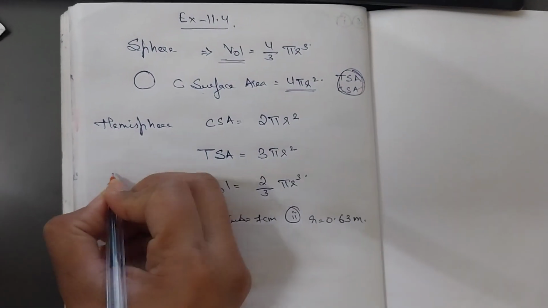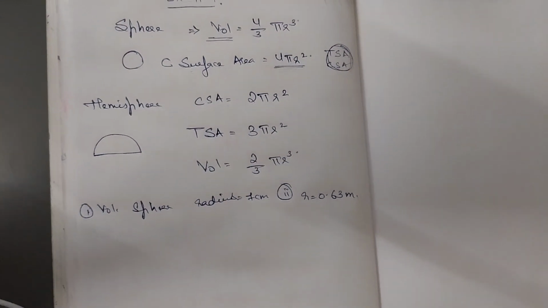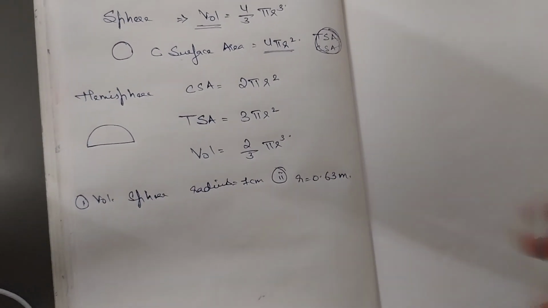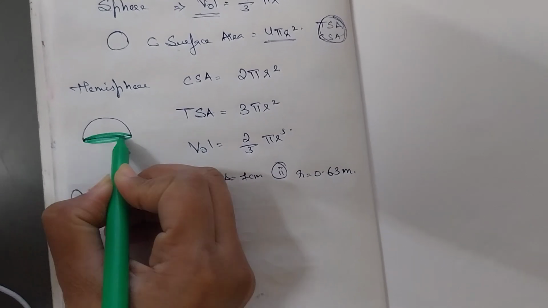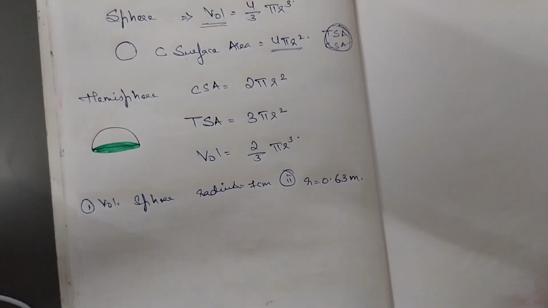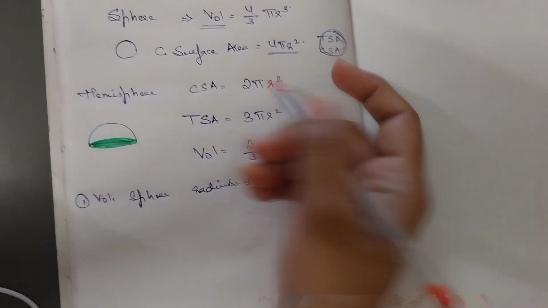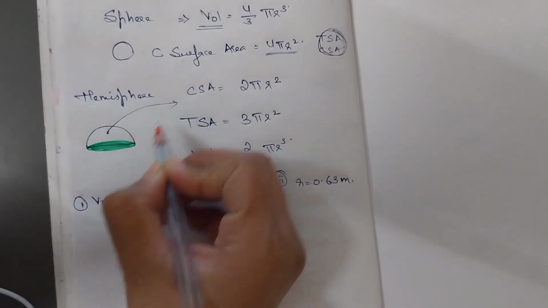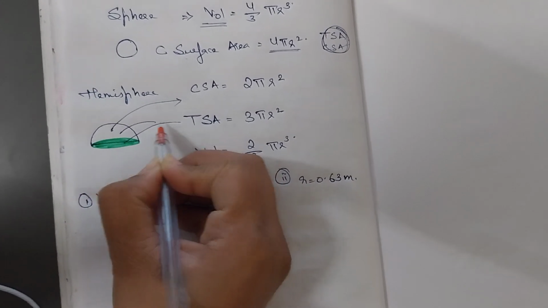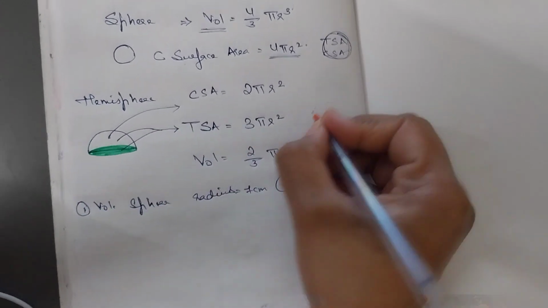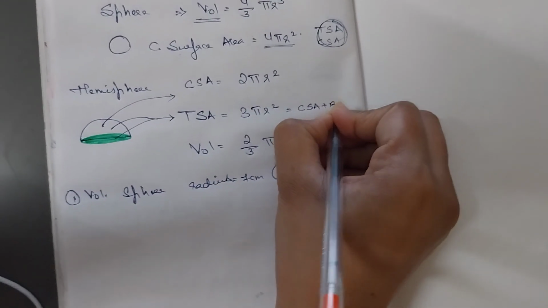Going to the hemisphere, a hemisphere is half of a sphere. At the bottom of this hemisphere you will see that there is a circular base. Now, in the hemisphere, you will have the curved surface area plus the base area, which is called the total surface area. So TSA is nothing but the curved surface area plus the base area.